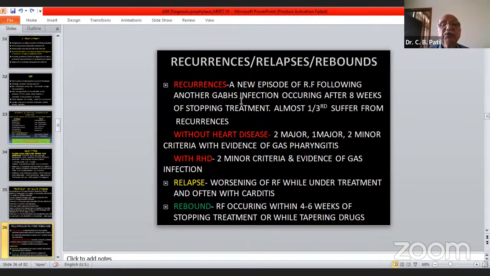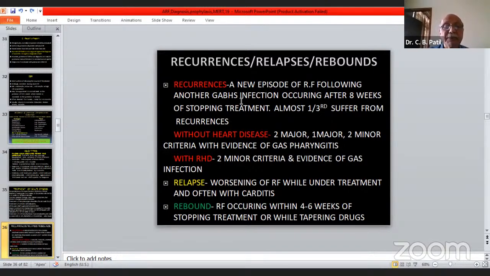So recurrences: a new episode of rheumatic fever following another group A beta hemolytic streptococcal infection occurring after 8 weeks of stopping treatment is called a recurrence. Almost one third suffer from recurrences. Without heart disease, if there's a definite recurrence, again you have to have 2 major, or 1 major and 2 minor, or 3 minor criteria with definite evidence of a GAS pharyngitis. With RHD, at least just 2 minor criteria with evidence of a recent streptococcal infection is required.